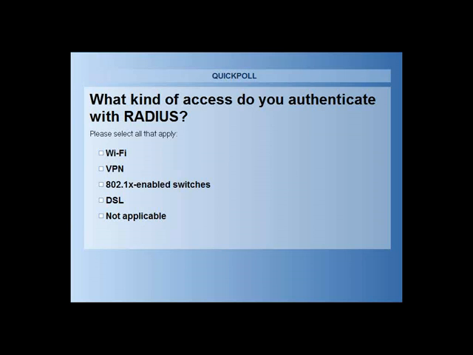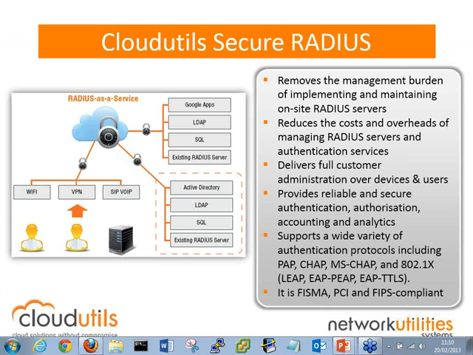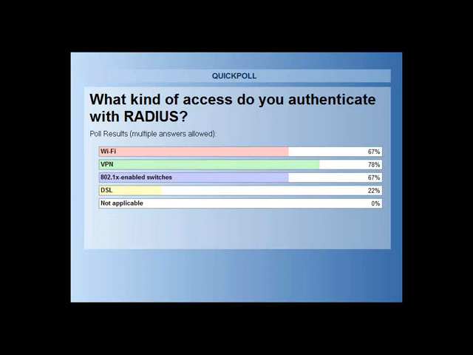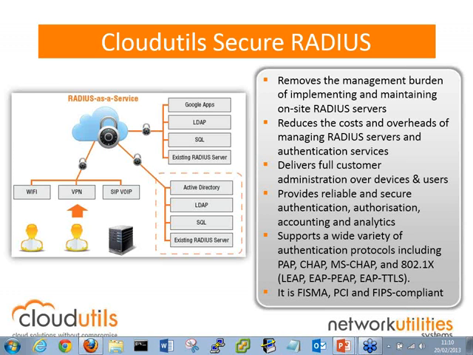So I can see those results coming in now. I'll just give that a couple more seconds and launch the results of that. Thank you for everyone who voted. You should see the results now. So you can see in the snapshot there, again, a mixed bag across the board of the kind of access that people are authenticating. So thank you very much for answering that. Moving on, Malcolm's now going to give us an overview of the actual solution itself.